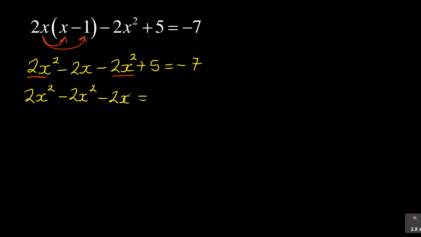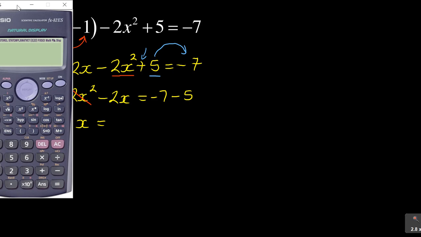is equal to. Now you can see I've got 5. The 5 must jump the equal sign to join the number 7. But when it jumps the equal sign, it will change from positive to negative. So it's minus 7 and minus 5. Now 2x squared minus 2x squared will give you 0. So what you're left with is negative 2x is equal to negative 7 minus 5, which is minus 12.